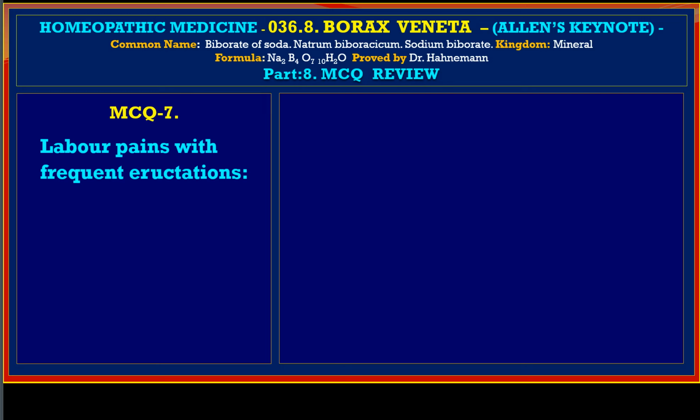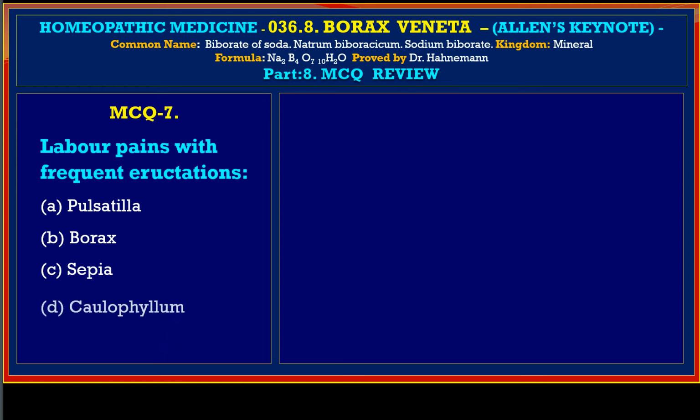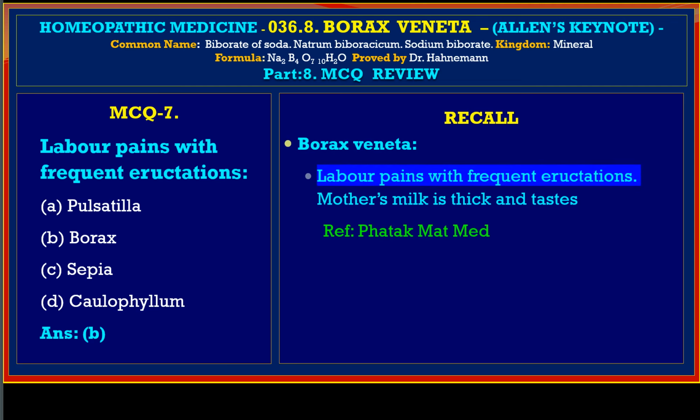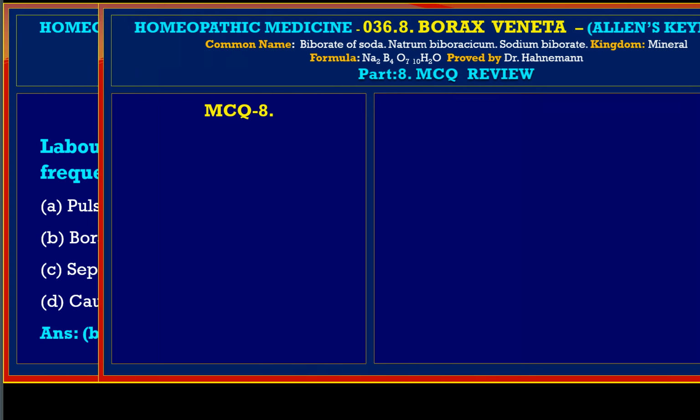MCQ 7. Labor pains with frequent erections. Variable A is Pulsatilla, B is Borax, C is Sepia, and D is Caulophyllum. The answer is B, Borax. Let us seek the reference. Borax Veneta, labor pains with frequent erections. This is the reference coming from Boericke's Materia Medica.